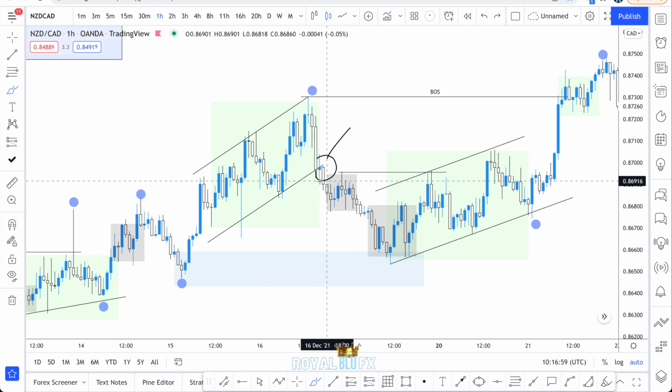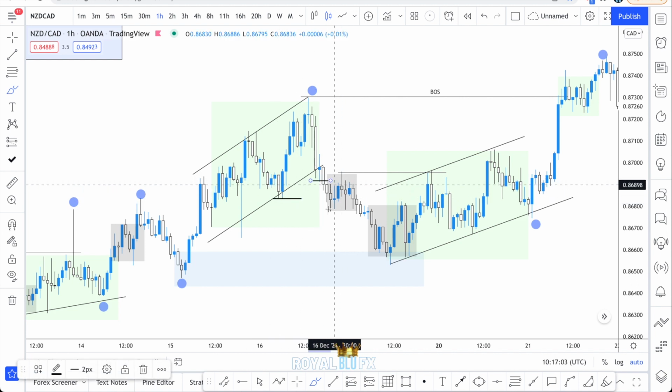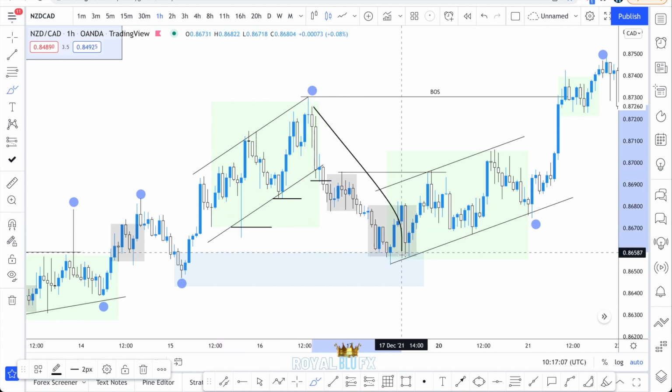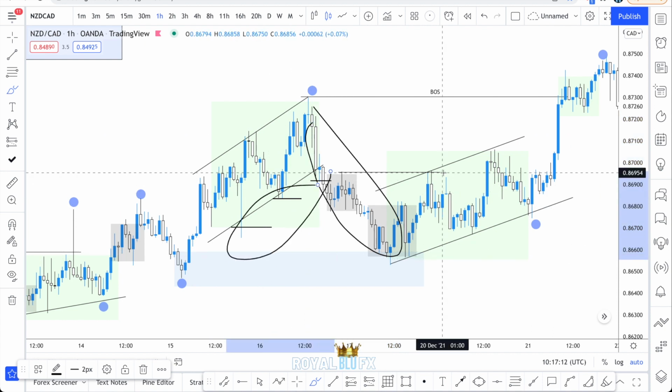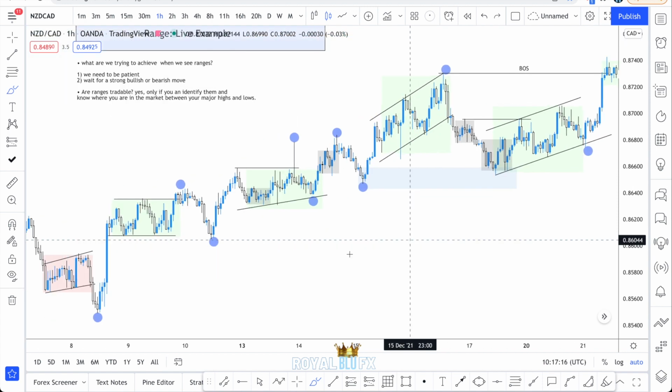Everybody has a trade in a range. They have a trade placed. Their stop loss is right here. And what does this market do? It comes out and takes out everybody in a range. Simple as that.